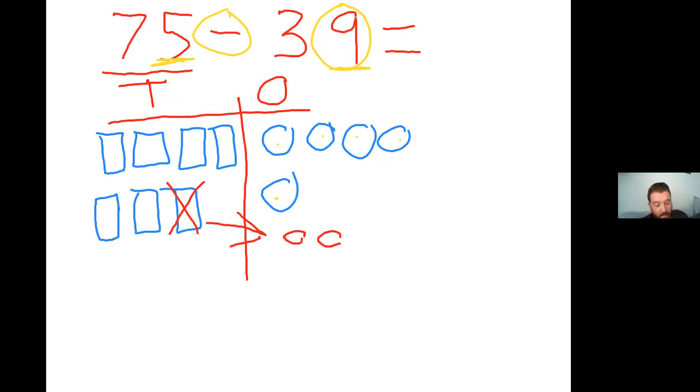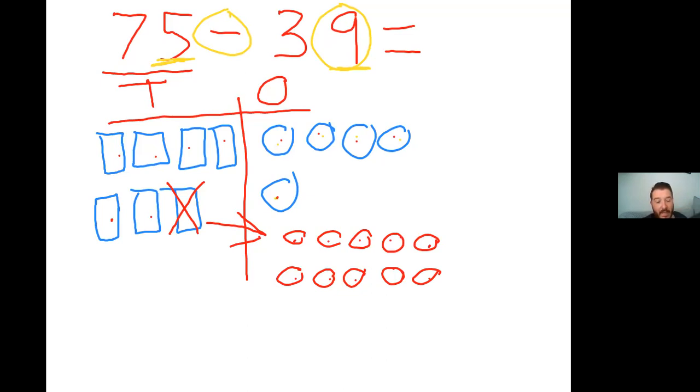1, 2, 3, 4, 5, 6, 7, 8, 9, 10. Okay, double check we've still got the same number. 10, 20, 30, 40, 50, 60, 61, 62, 63, 64, 65, 66, 67, 68, 69, 70, 71, 72, 73, 74, 75. You can see it's exactly the same. Just like we did at the start of the year, we've just partitioned that number in a different way. It's no longer 70 and 5, it's 60 and 15.